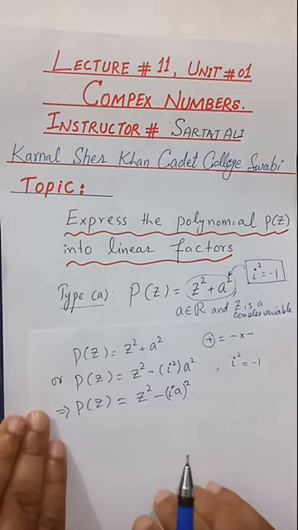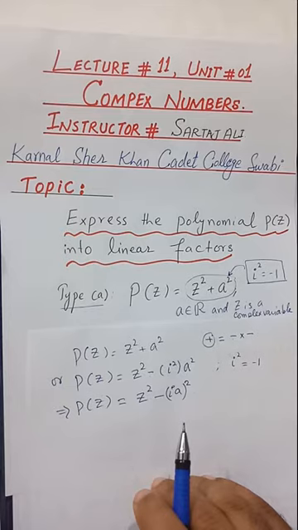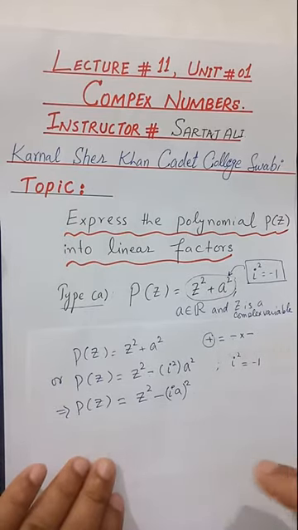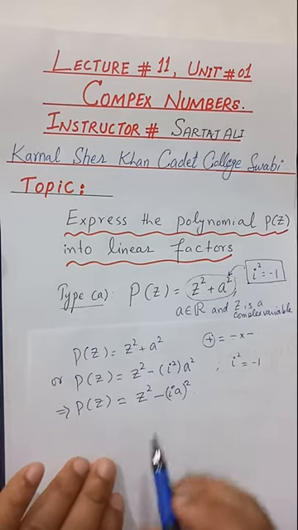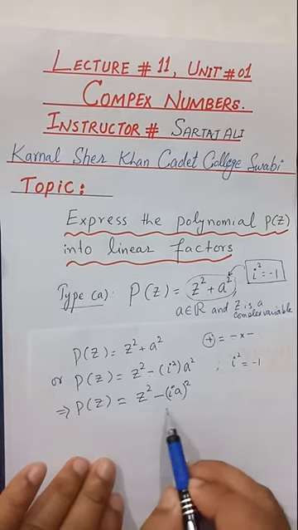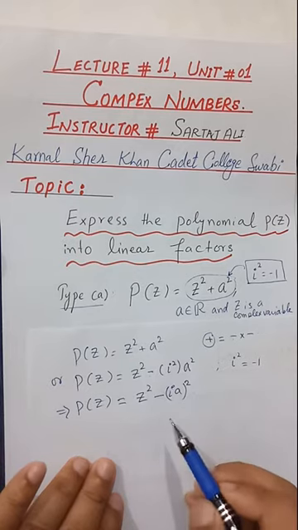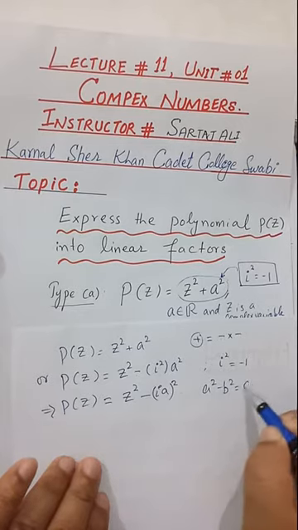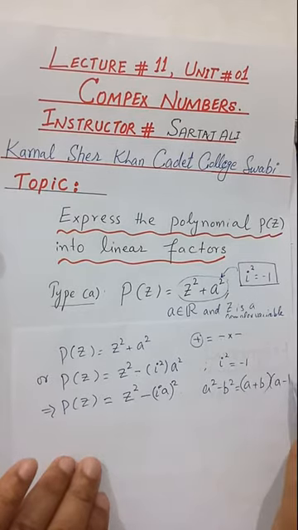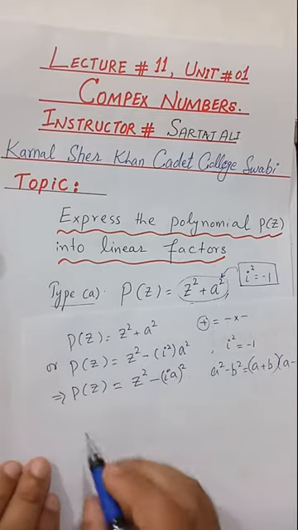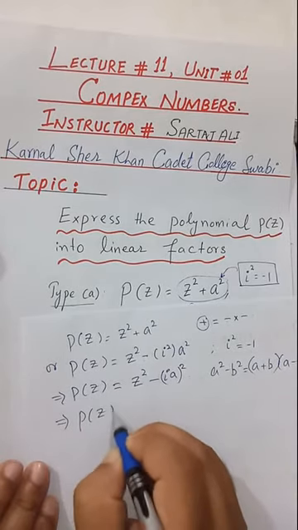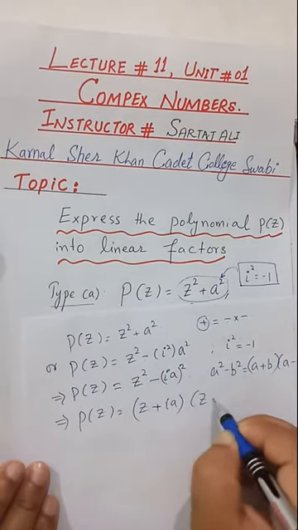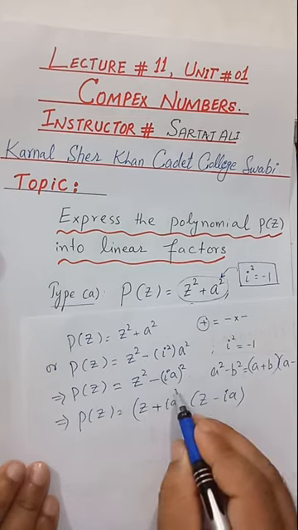In the previous video lecture, in example number 1, I explained that p of x equal to x square minus 1 can be factorized by using the a square minus b square formula. In this case, z square minus iota a whole square can also be factorized by using the a square minus b square formula. So a square minus b square is equal to a plus b into a minus b. This implies that p of z will be equal to z plus iota a into z minus iota a. Here the value of a is z and the value of b is iota a.